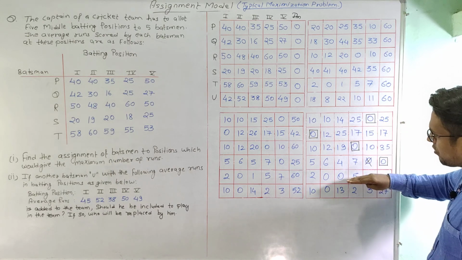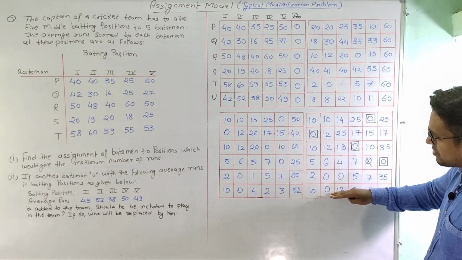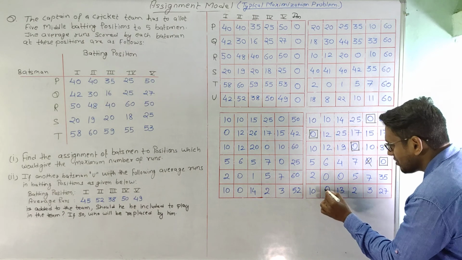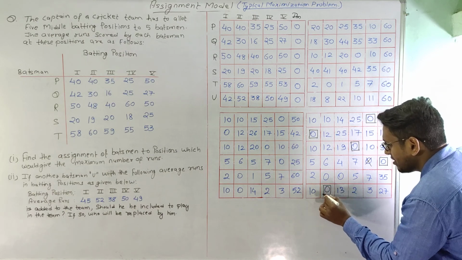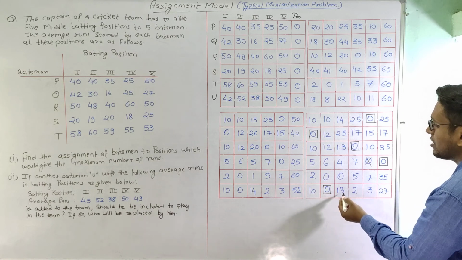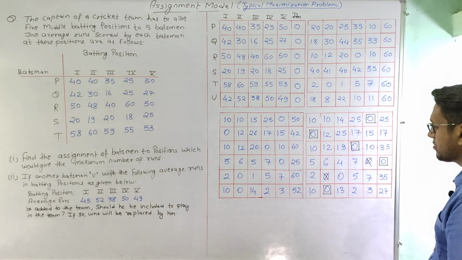Now moving on to row 5, we can see that there are more than one 0, so we will skip this and move on to row 6. In row 6, we have a single 0 here, so we will assign this 0, and once this is assigned, no more assignment can be done in this row and in this column, so this 0 will get crossed out.